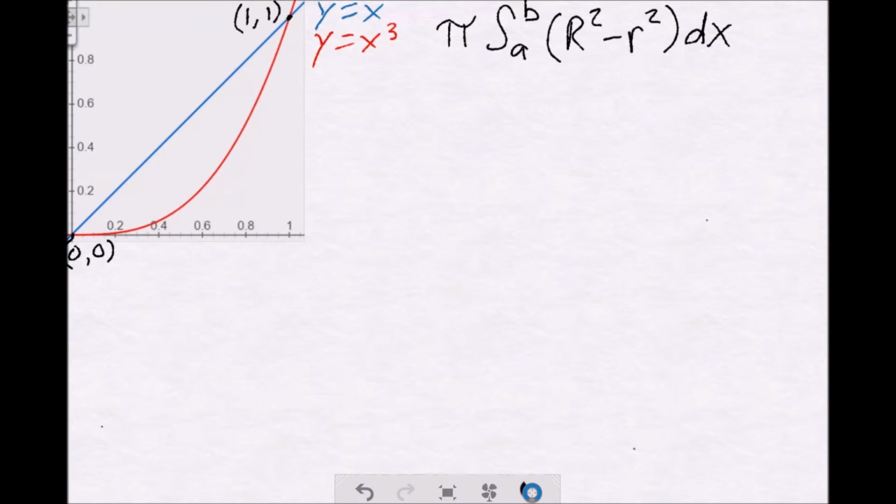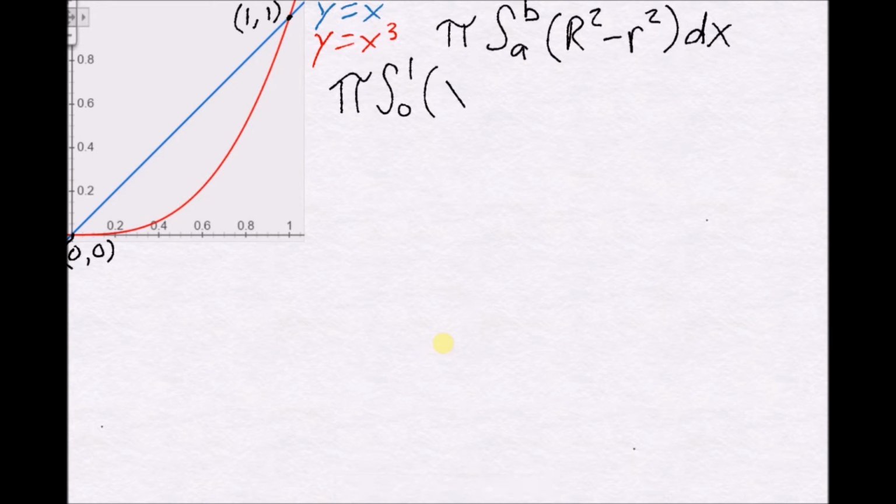Now, let's begin a second example problem, because practice makes perfect, right? In this case, our big R is going to be x, and our little r is going to be x cubed. And our limits of integration are going to be from 0 to 1. So first, we're going to plug in. We're going to get pi times the integral from 0 to 1 of x squared minus x to the third raised to the second power, times our change in x, dx. And now we're going to simplify that out.